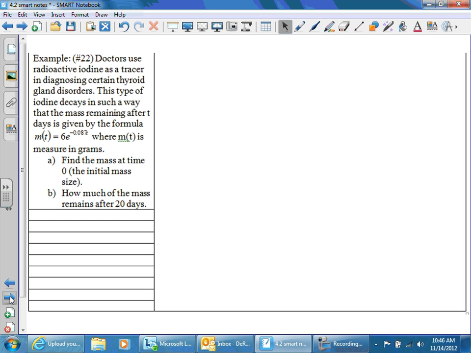All right, doctors use radioactive iodine as a tracer in diagnosing certain thyroid gland disorders. This type of iodine decays in such a way that the mass remaining after t days is given by the formula below. M of t is measured in grams. So I'm just going to write what they gave me first. They said t is going to be in days, and M of t is in grams.